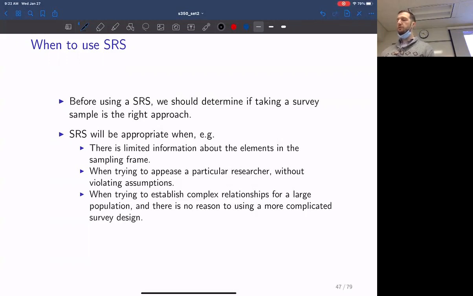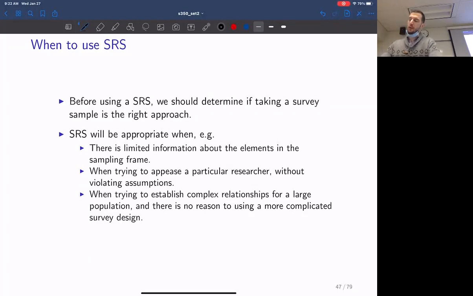Okay, so just a few notes on when we might want to use a simple random sample. For example, if there's limited information about the elements in the frame, we could be interested in using an SRS. Another is when trying to appease a researcher without violating assumptions. This dates back to the inferential assumptions we have for hypothesis testing and confidence intervals. We always teach that you assume simple random samples and you assume normality. So if we're designing a research study, we'll say we're going to use SRS to make sure we can check off all of the assumptions if you're particularly strict.